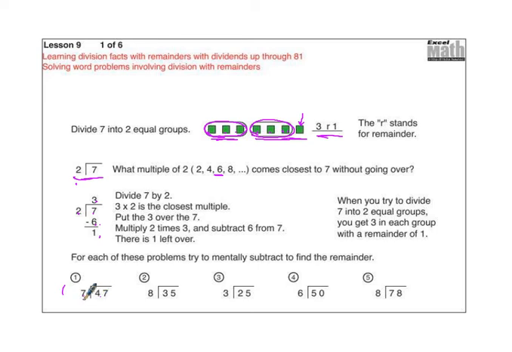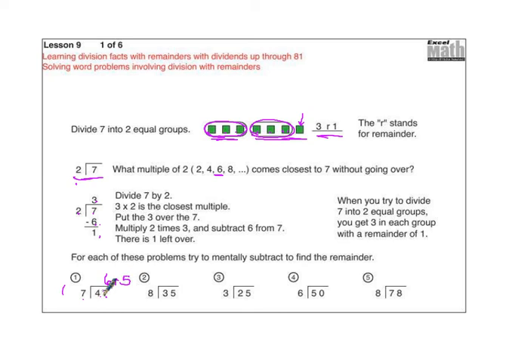So we go 7, 14, 21, 28, 35, 42, 49. Well, 7 times 6 is 42. That's pretty close to 47, and it doesn't go over. 7 times 7 is 49. That goes over. So 7 times 6, we put a 6 right here. And then what's the remainder? 6 times 7 is 42. This number is 47, so we subtract mentally and get 5.